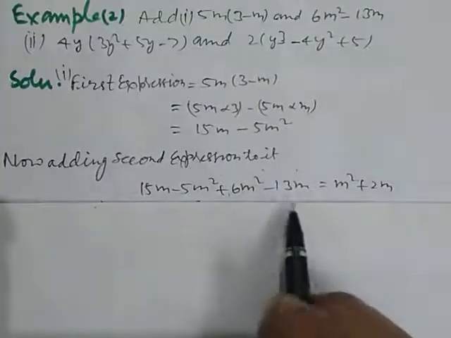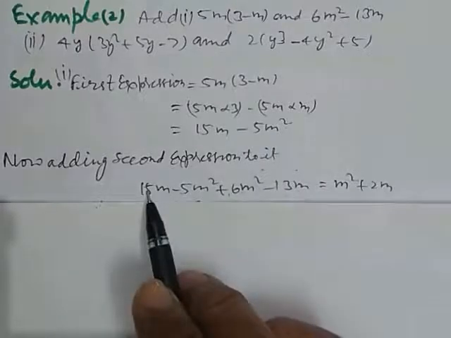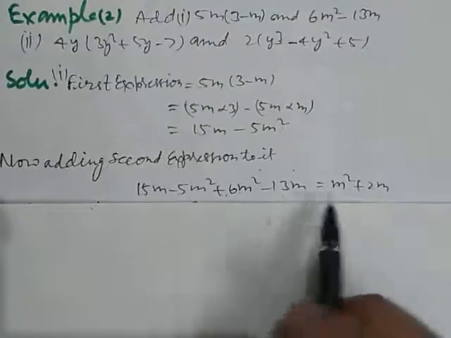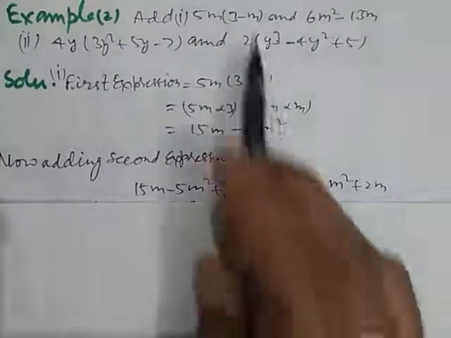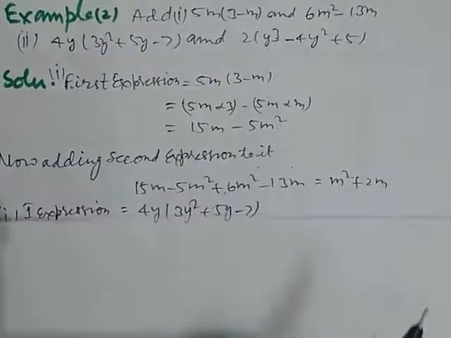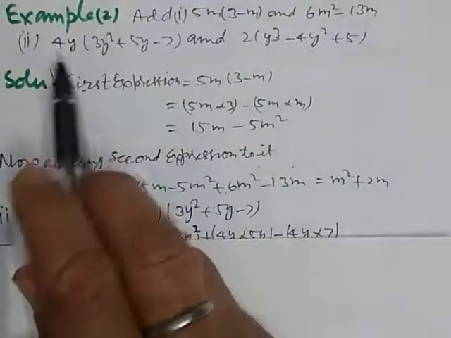This is 15m, this is minus 13m. So they are subtracting also. So 15 minus 13, that is 2, so 2m. This is the result. By adding these two expressions, we get m square plus 2m. Okay. Now we solve the second.